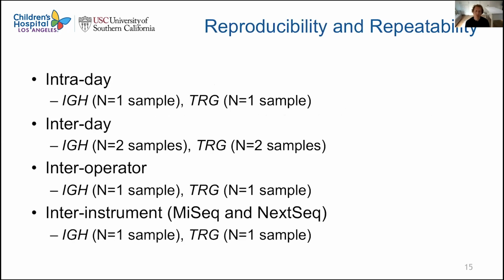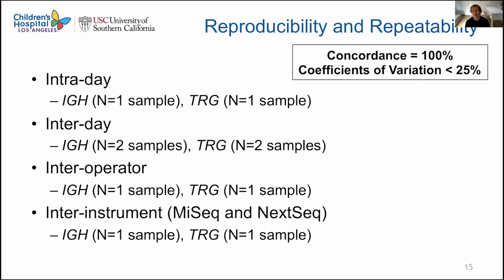So we performed some analyses for precision, so reproducibility and repeatability. We did samples for both the IGH and TRG genes for intraday, interday, interoperator, and inter-instrument reproducibility. Each of these were run 3 times. And in doing that, our results were 100% concordant, and the coefficients of variation for the quantitative estimated percent MRD estimate were relatively low, less than 25% for all of them. So it gave us reproducible measures.